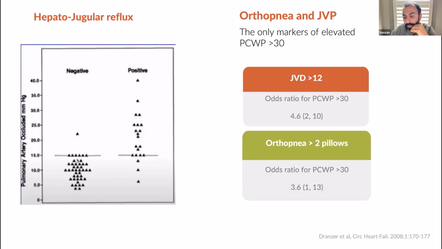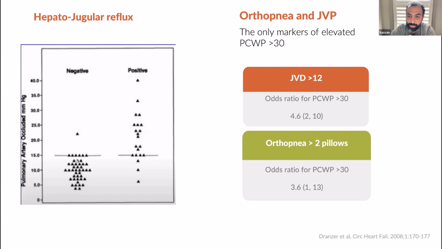So in this particular study, he found that orthopnea and JVD are the only markers of elevated wedge pressure more than 30, which defines pulmonary edema. So a JVD more than 12, look at the odds ratio, it's really significant at 4.6, not crossing the one line, and it's the same for orthopnea. So when somebody comes in and tells me that I look at his neck vein and it's high, and he has orthopnea of more than 2 pillows, I'm confident that he has pulmonary edema.